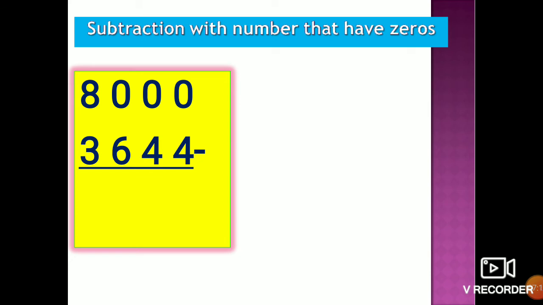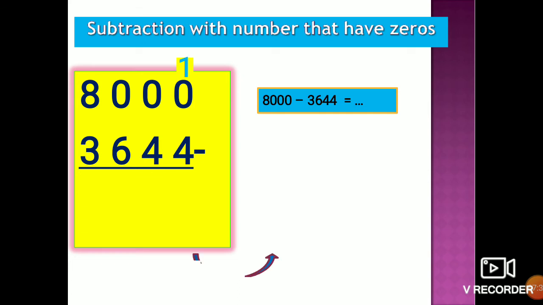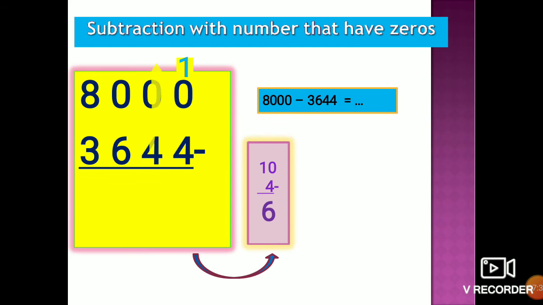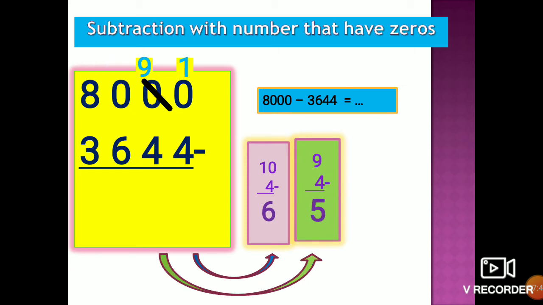Next, guys. Now what happens if we have a subtraction with numbers that have 0? Don't be confused, just follow one by one. Now, 0 minus 4, is that possible, guys? No, so we need to borrow from the next 0. So we borrow 1. So now 0 becoming 10. Now 10 minus 4 equals 6. And this one before is 10, but we already used 1 here, so it still has 9. So 9 minus 4 equals 5.